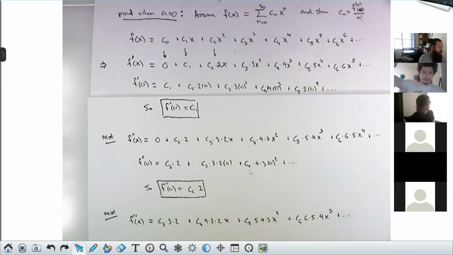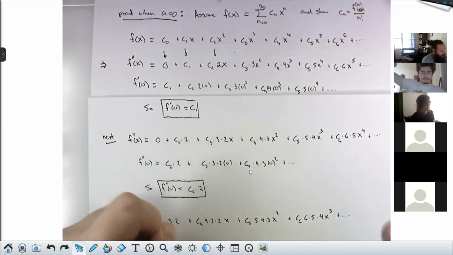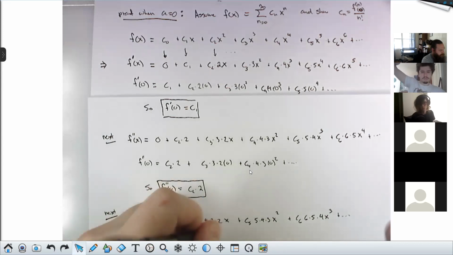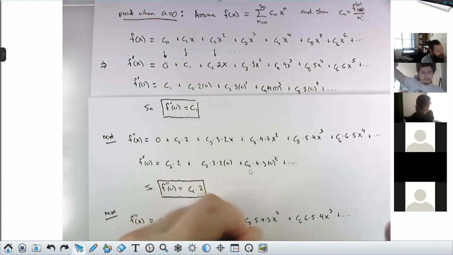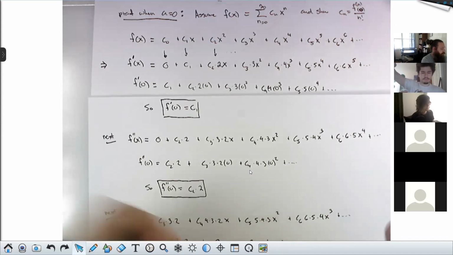And if you plug in x equals 0, then you get f triple prime of 0 is equal to C3 times 3 times 2. All the other terms are 0. So f triple prime of 0 is equal to C3 times 3 times 2.